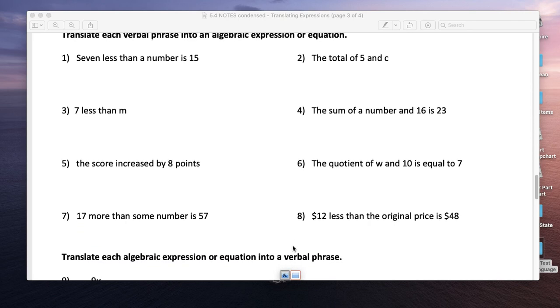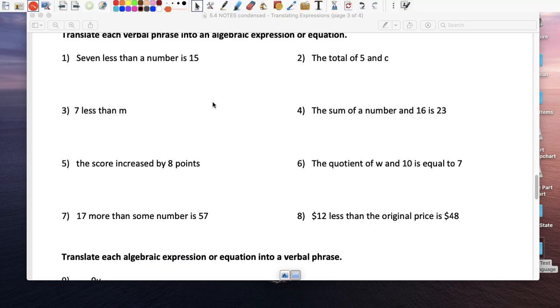Okay. All right, so again, just a little more practice. 7, less than is subtraction. A number is 15, right? Maybe I'll redo that. So I'll put little arrows here. 7 less than. Sorry. The word less than is subtraction.